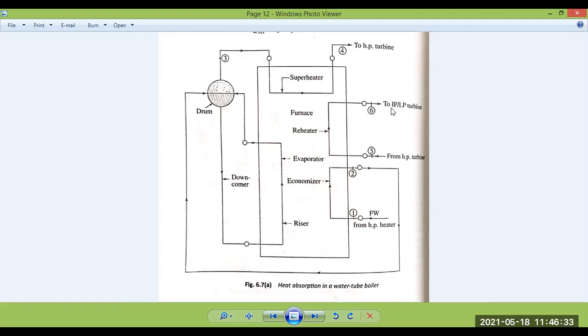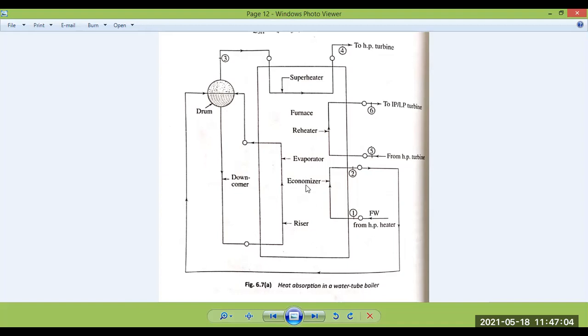It is supplied to the low pressure or intermediate pressure turbine, and from the high pressure heater another flow is coming. It goes first to the economizer, then to the drum, where a portion is already converted into vapor. The portion which is not converted to vapor comes down through the downcomer and goes up through the riser, where part of it is converted to vapor because it is heated.